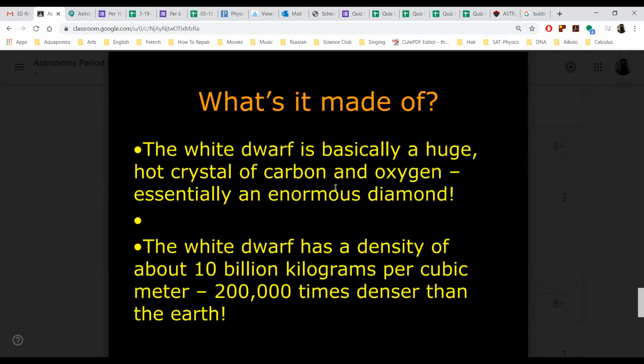And the answer to the question about gravity is right there. It's going to be about 200,000 times denser than Earth, and the density is about 10 billion kilograms per cubic meter. To compare, the density of Earth is roughly 5,000 kilograms per cubic meter. So it's an enormously dense object.